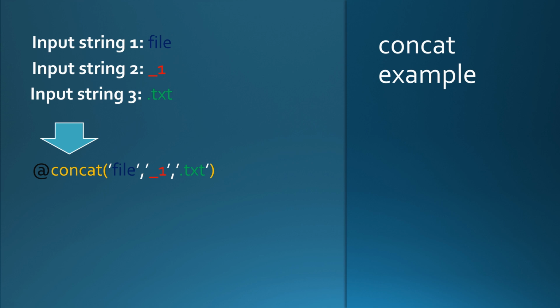Also, these string values have to be in single quotation marks so that Data Factory identifies them as string values. Then as an output from this function, we get file_1.txt. So this concat just concatenates these three input strings together. Pretty simple, right? Next, let's cover another function that is very commonly used in the Data Factory, and that is UTC now.